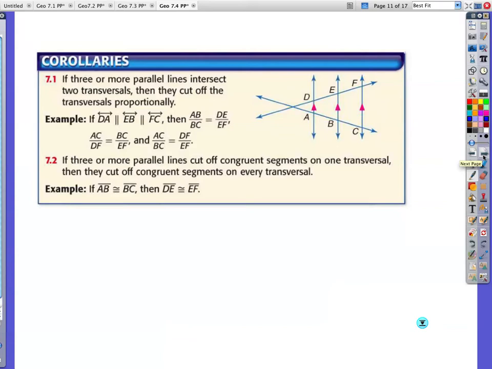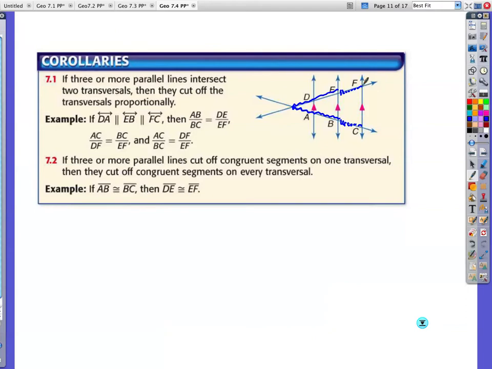If 3 or more parallel lines intersect 2 transversals, then they cut off the transversals proportionately. All right, so let's see here. Make sure you draw the picture. And what I'm going to do is put in little squiggles again. AB is to BC as DE is to EF. Okay, that's one way you can look at that.